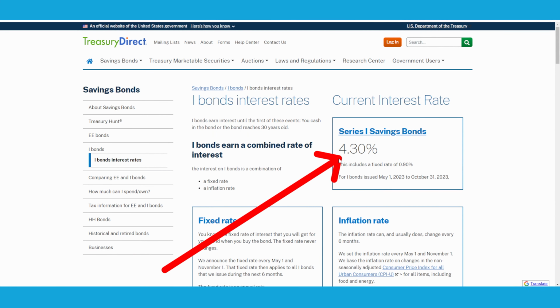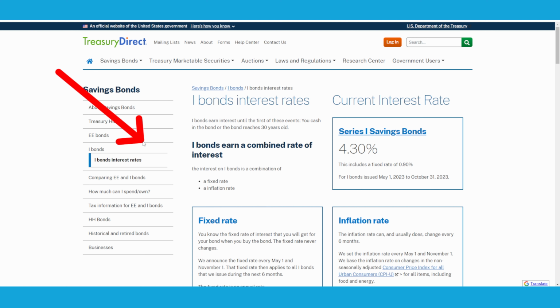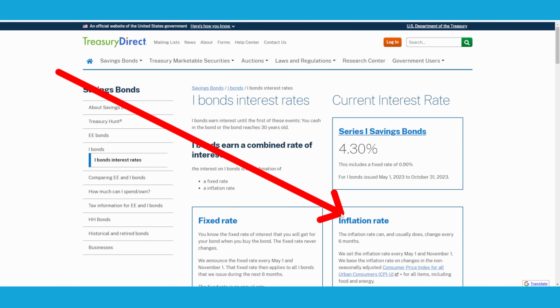And right now it's at 4.3%. And not that long ago, it was at 9.62%. So let me show you how this formula works and kind of give you some insight as to should you buy I-bonds. Now, they're made up of a fixed rate and an inflation rate.